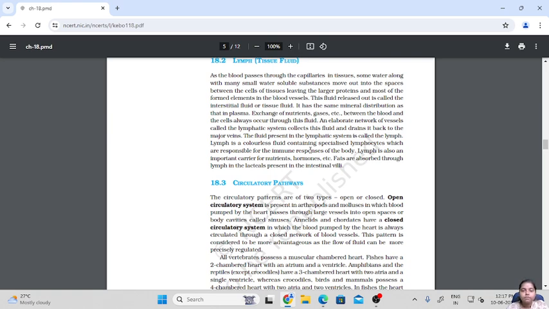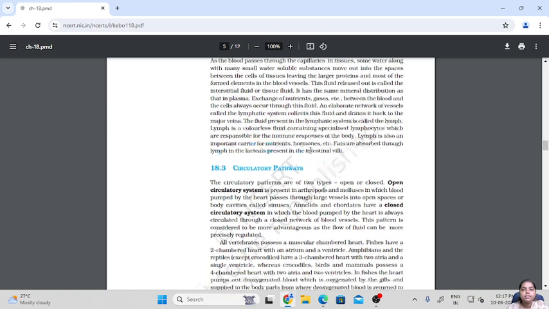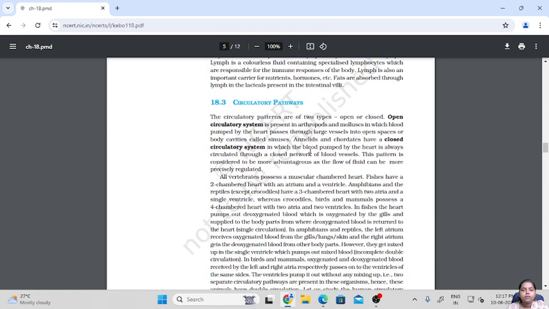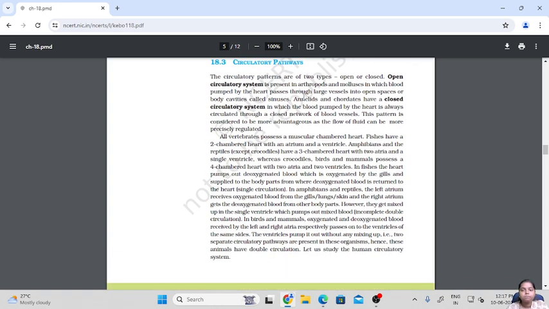This lymph is also an important carrier of nutrients, hormones, etc. Fats are absorbed through the lymph in the lacteals, which are present in the intestinal villi, that is, in the small intestine. Then the circulatory pathways. There are two types of circulatory pathways, open and closed ones.